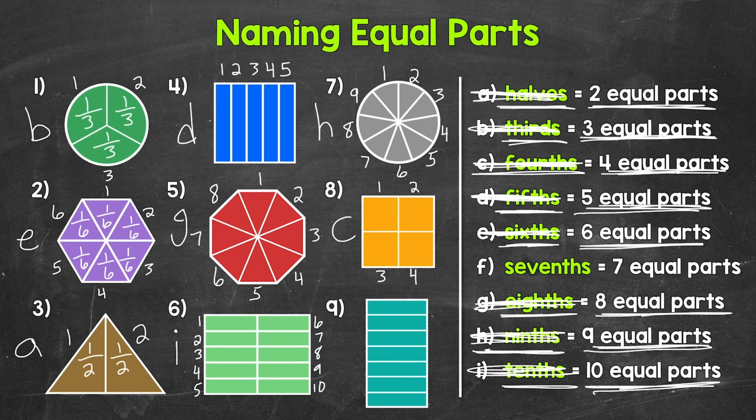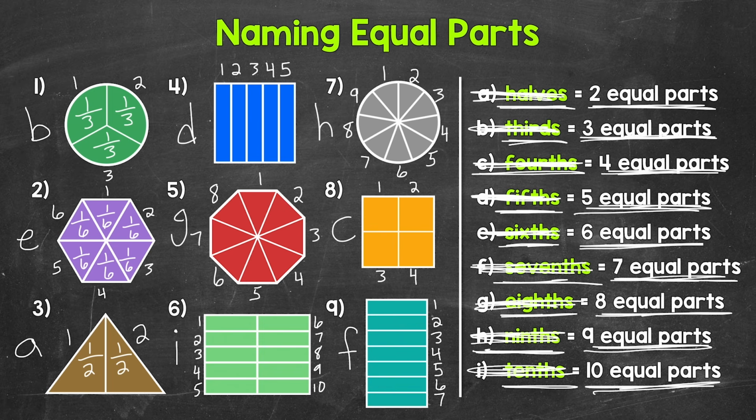And then lastly, number 9, we have a whole that has been divided into 1, 2, 3, 4, 5, 6, 7 equal parts. We call 7 equal parts sevenths. So let's put an F next to number 9 and cross off sevenths. Each one of those equal parts is 1/7 of the whole. So there's how to name equal parts.